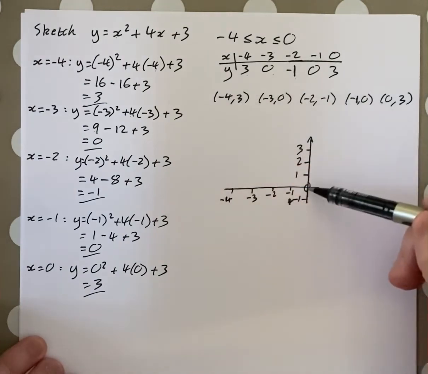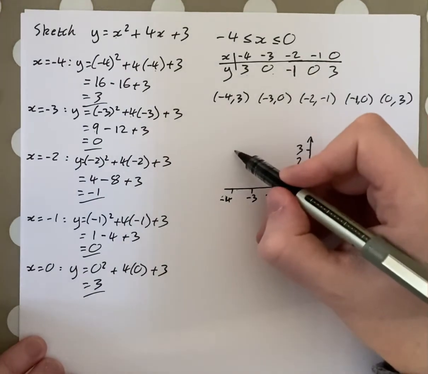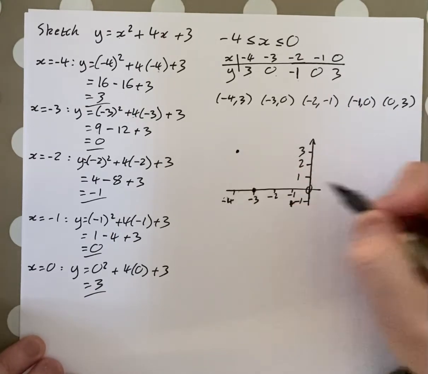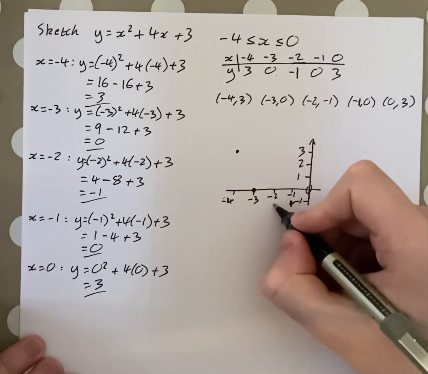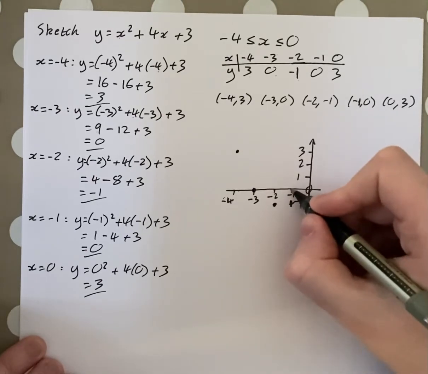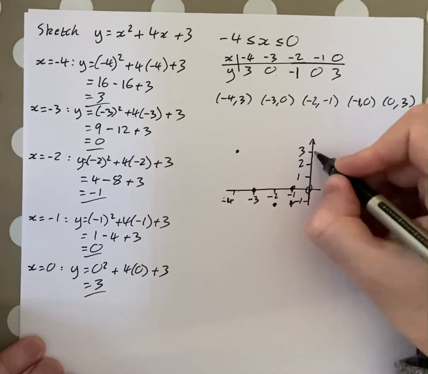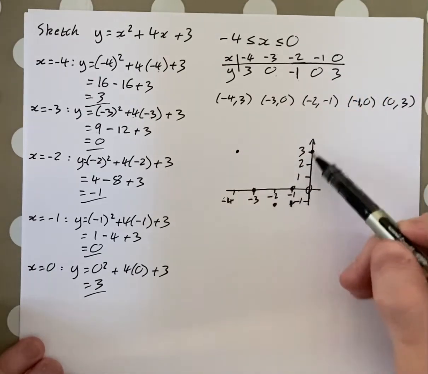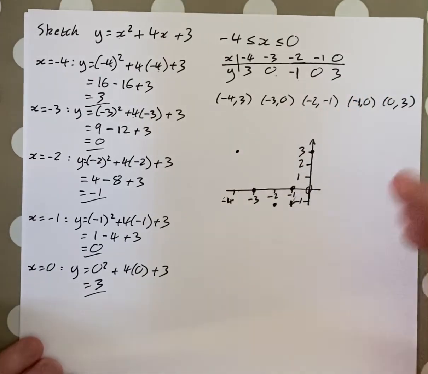So plotting our points, (-4, 3), so that's going to be round about here. (-3, 0), it's going to be right on that line. (-2, -1) is going to be down here. (-1, 0) again on that line. (0, 3) on that line. And you can see there that these are coming down in a sort of a U shape. Absolutely spot on, that's exactly what we're looking for.